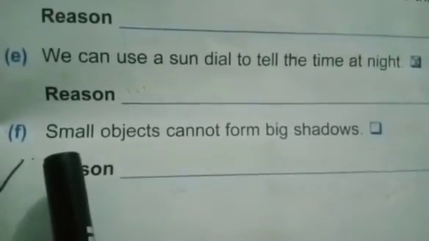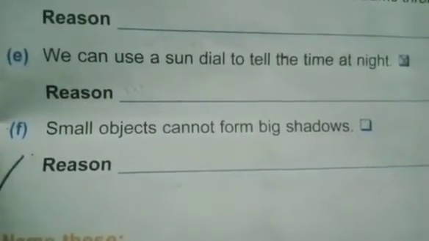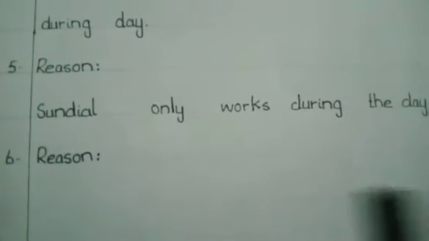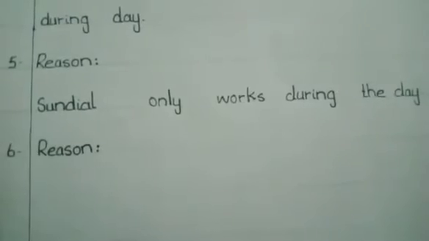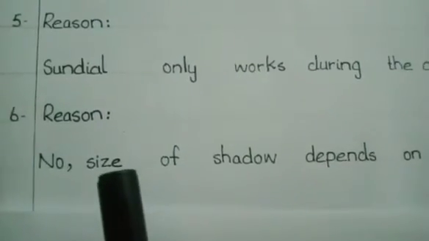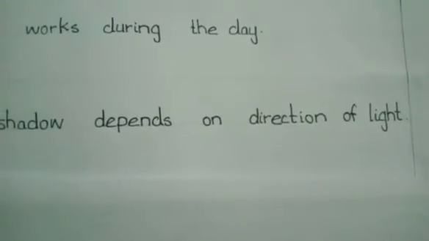And the sixth statement is: small objects cannot form big shadows. This statement is wrong. Now we write the reason for statement number 6. The reason is no, the size of the shadow depends on the direction of light. Look here, different sizes of shadows are formed. When a person blocks more light, the shadow is longer.